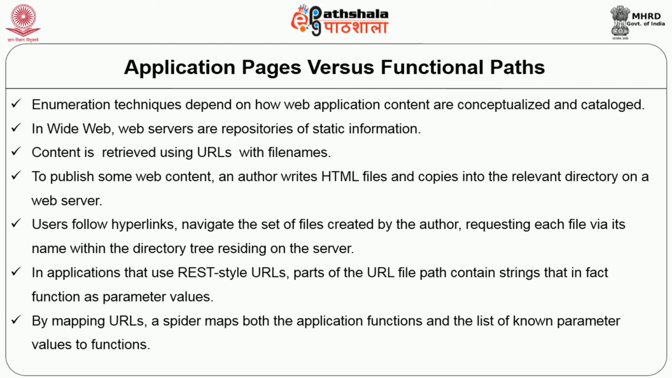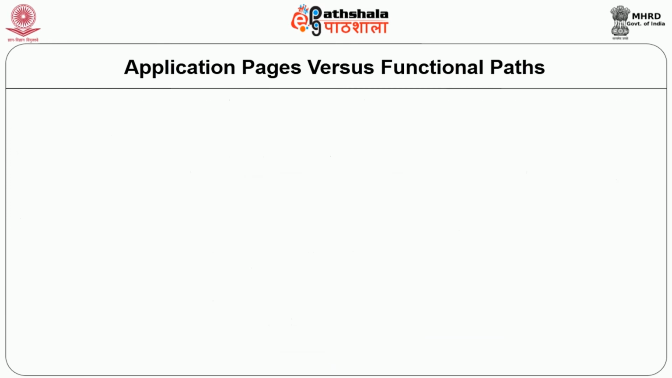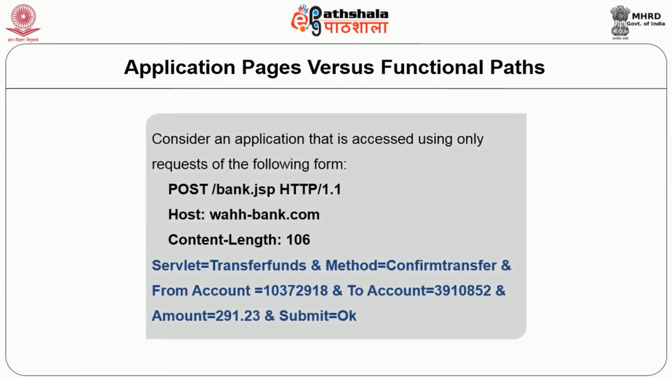In this situation, by mapping URLs, a spider maps both the application functions and the list of known parameter values to those functions. For example, there is an application that is accessed using only requests of the form POST bank.jsp HTTP 1.1. You can check the host, content length, and the servlet. The servlet used is transfer funds and method is equal to confirm transfer, and from account is equal to 10372918 and to account is 3910852 and amount is 291.23 and submit OK.